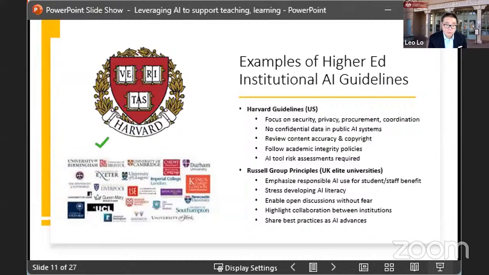Now, the Russell Group, which is a group of elite research UK universities, including Oxford and Cambridge, their principles emphasized developing AI literacy skills for students and staff. And they highlight the need for open discussions about AI tools. So what can we learn from them? I don't know if your institution has a policy or set of guidance yet. For us, University of New Mexico, we don't really have one, but we're in the process of developing one. But we can learn from these.